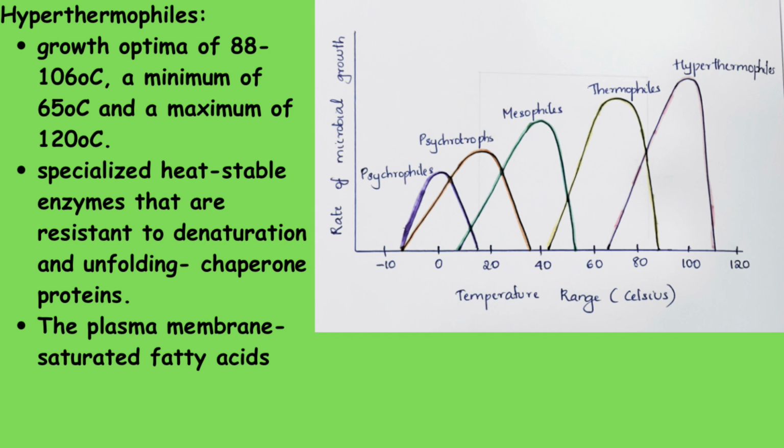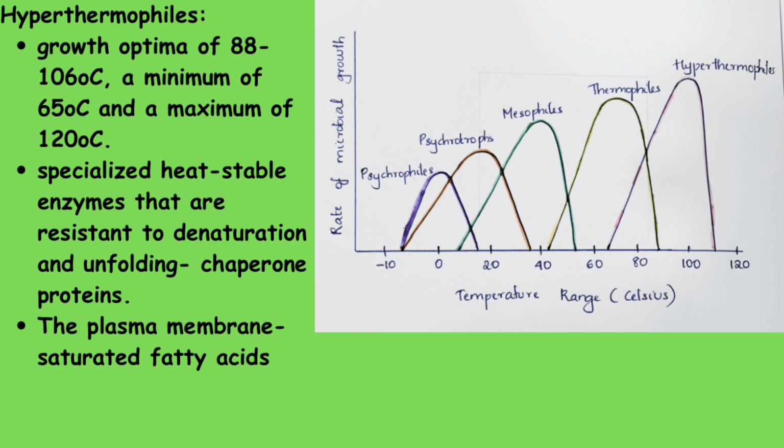So both these thermophiles and hyperthermophiles, they require specialized heat stable enzymes. And these heat stable enzymes, they are resistant to denaturation and unfolding. And that is because of the presence of protective proteins known as chaperone proteins. And the plasma membrane of these organisms contain more saturated fatty acids with increased melting points.